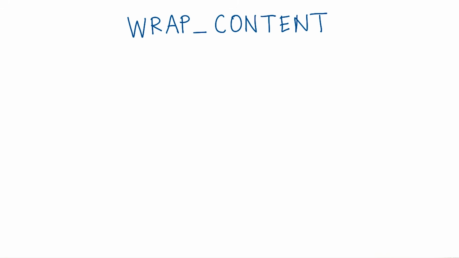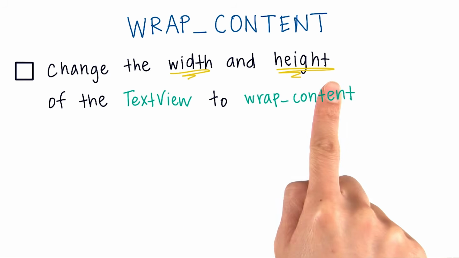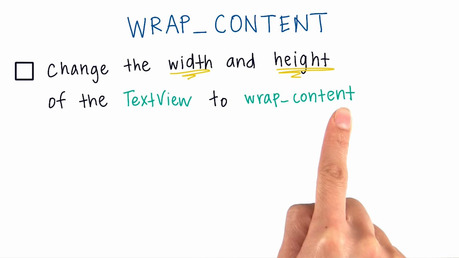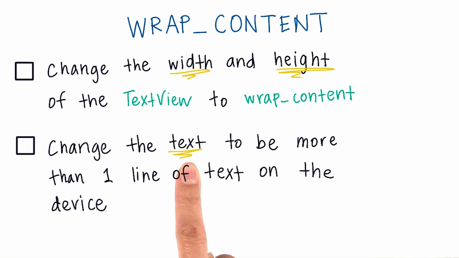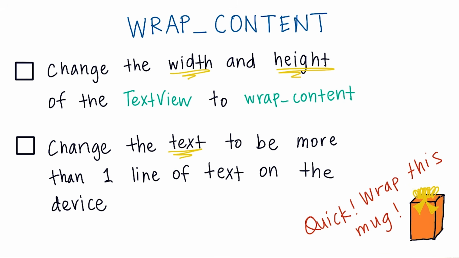Okay, it's time for you to practice now. We want you to change a couple things with the code. Change the width and the height of the text view to be wrap content. Then change the text to be a really long sentence or paragraph so that it displays more than 1 line of text on the device preview. You can even type out the full birthday song if you wanted. That's pretty long. The code to get you started is linked below.